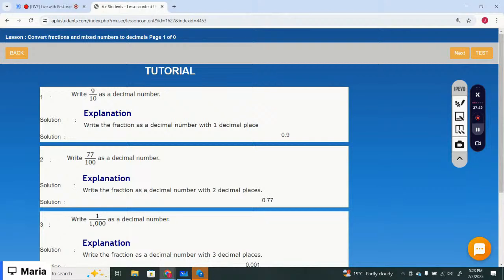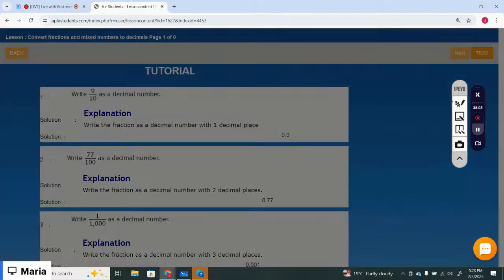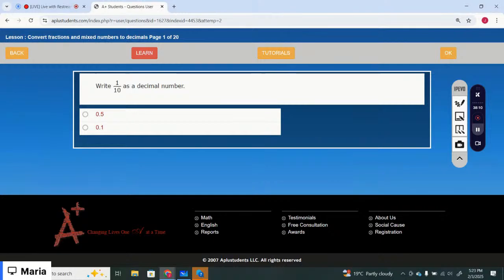Write 9 by 10 as a decimal number. 9 over 10, you have 1 0 in the denominator. So that means after the decimal place, you have only one place. Right, so that is 0.9. Let's just start with the test questions.